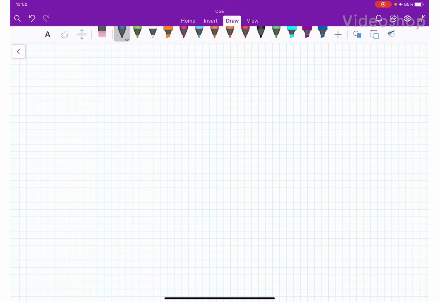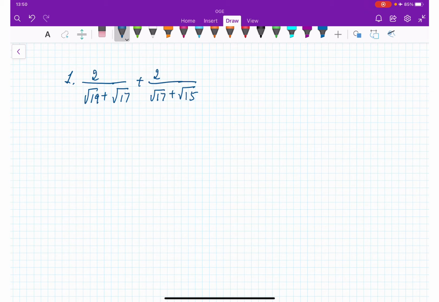Let's solve the following: simplify the following expression. 2 over square root 19 plus square root 17, plus twice 2 over square root 17 plus square root 15, plus square root 15, and multiply by square root 19.